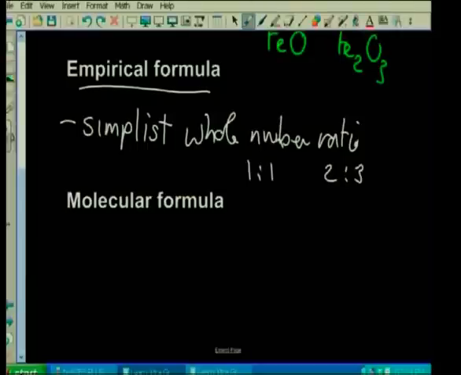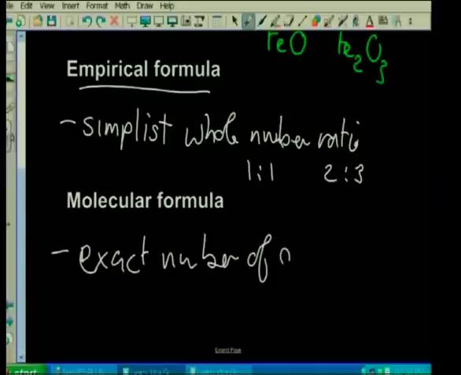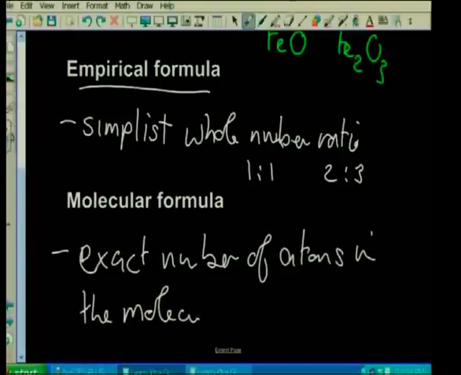Now, the molecular formula is what the molecule actually consists of. It's the exact number of atoms in the molecule. So particularly when we're dealing with organic compounds, they might have an empirical formula that you can't really make a molecule from. But the molecular formula tells you that you've got so many carbons and so many hydrogens. It gives you the exact relationship. Right, now we can do some calculations to calculate empirical formula, percentage composition, and molecular formula. Let's go and have a look at a couple of those.